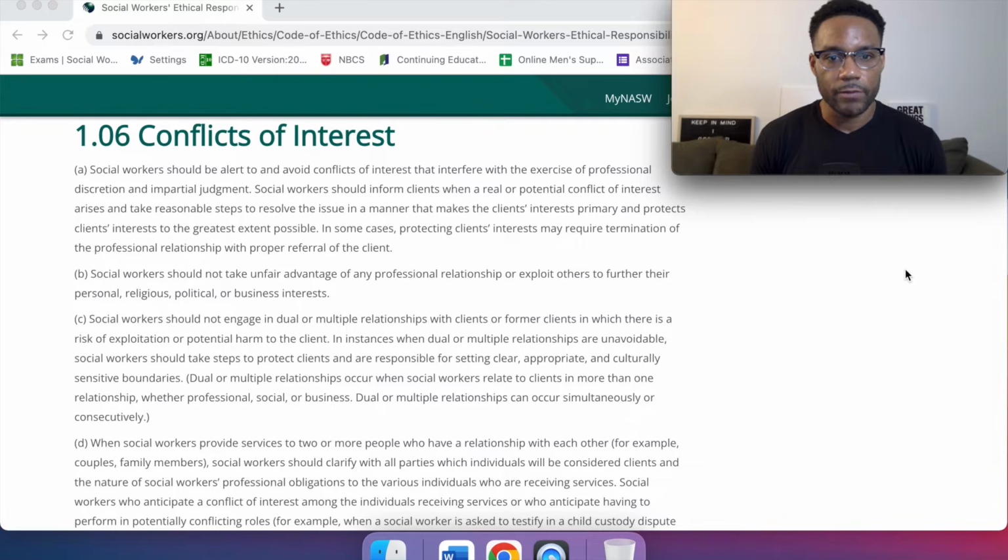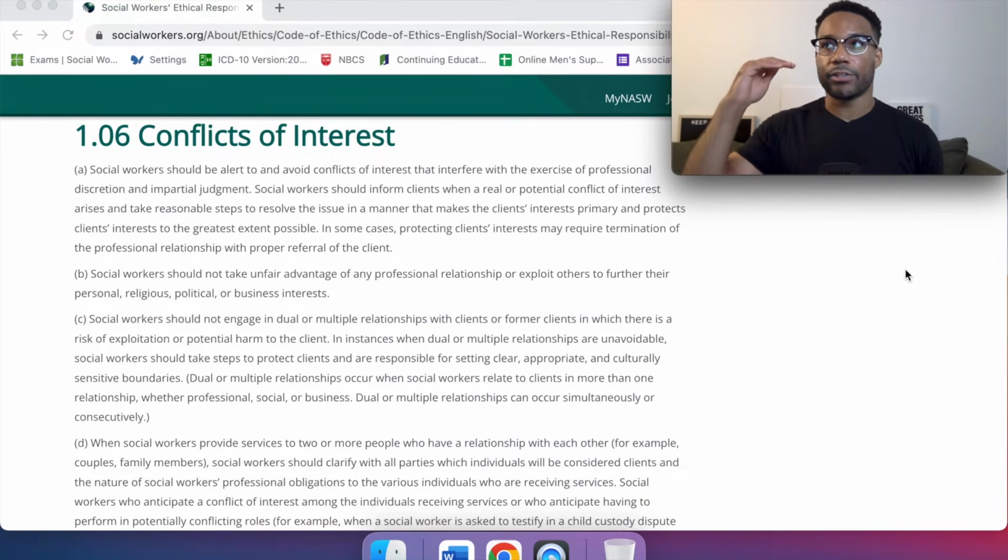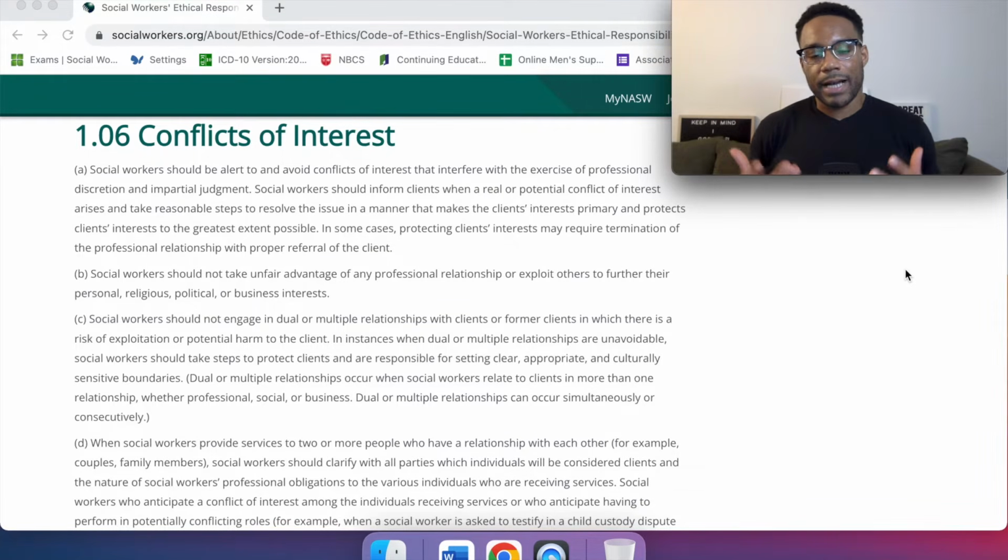Social workers should inform clients when a real or potential conflict of interest arises and take reasonable steps to resolve the issue in a manner that makes the client's interest primary and protects the client's interests to the greatest extent possible. So keeping the client's interest at the top, at the forefront, above all. And in some cases, protecting clients' interests may require termination of the professional relationship with proper referral of the client. So there are going to be some situations where, because of the context of the situation, termination may be required.